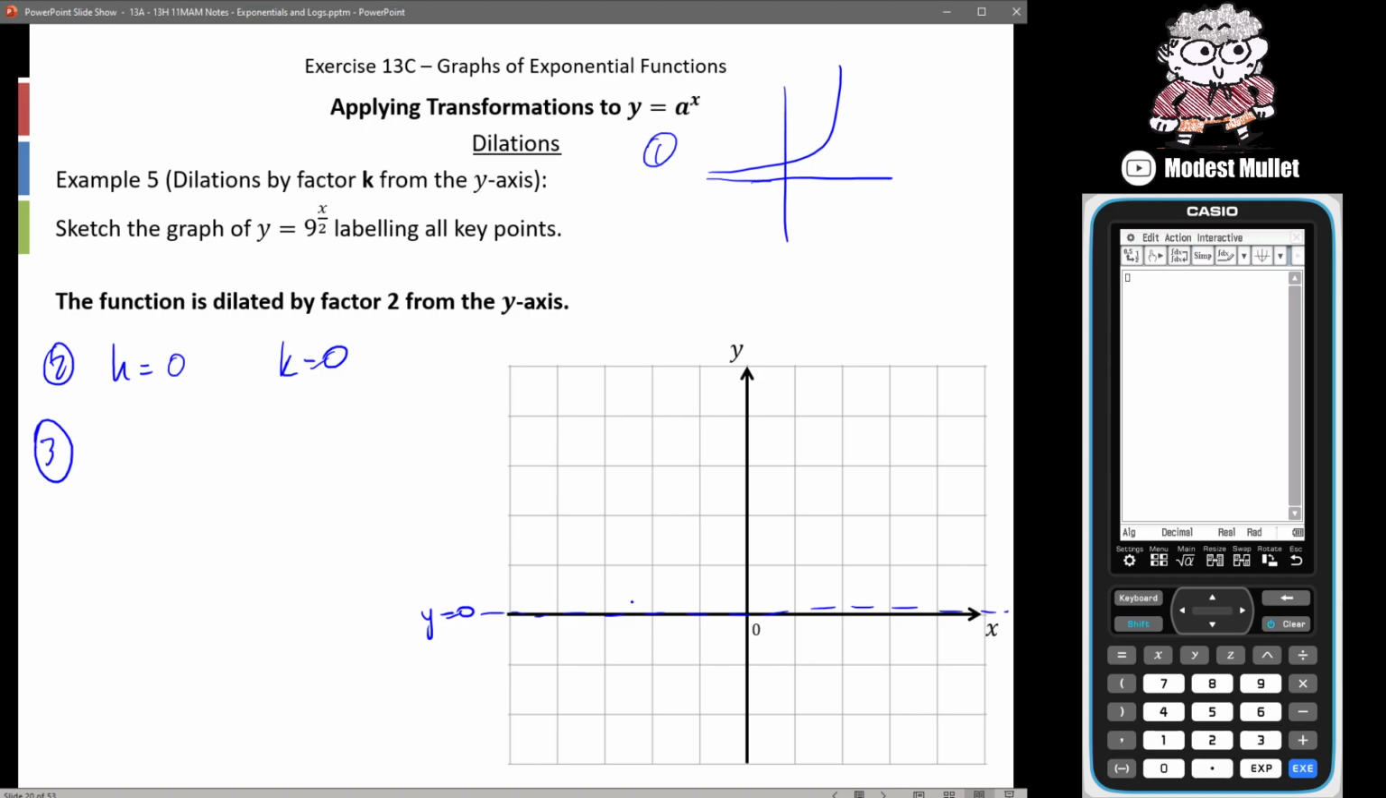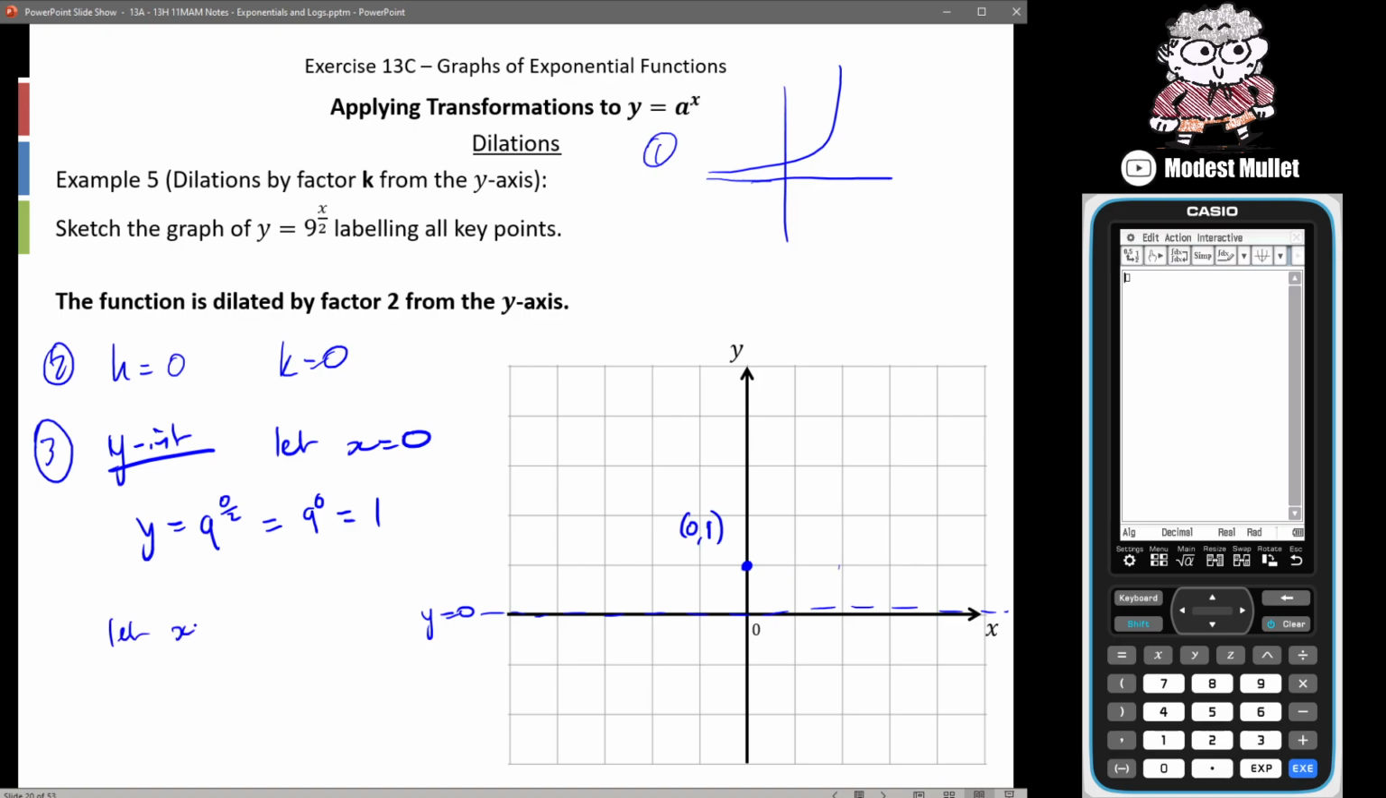Step 3, we know there needs to be an intercept, so let's find that. So find our y-intercept, we let x equal 0, we get y is equal to 9 to the 0 on 2, which is equal to 9 to the power of 0, which is equal to 1. So we're going through 0, 1. And like I said in the last video, maybe we want to find another point just to get a bit of a sense of scale.